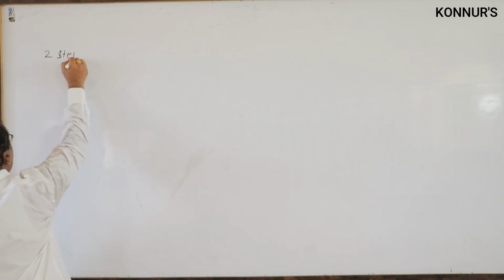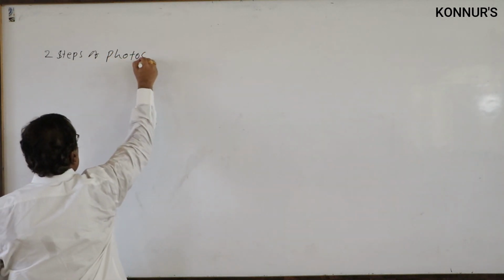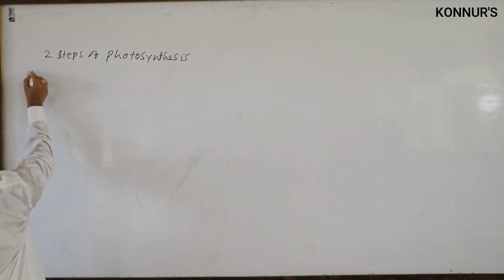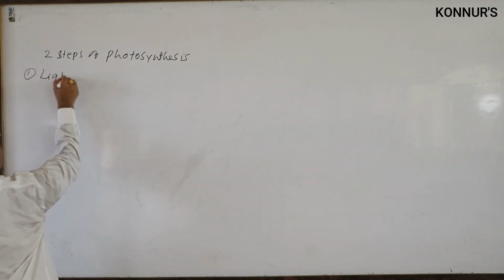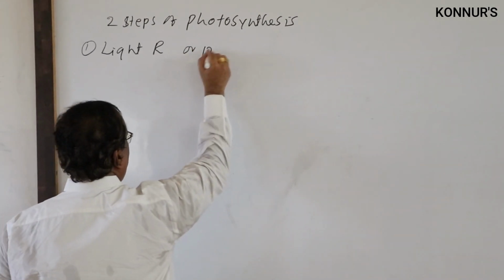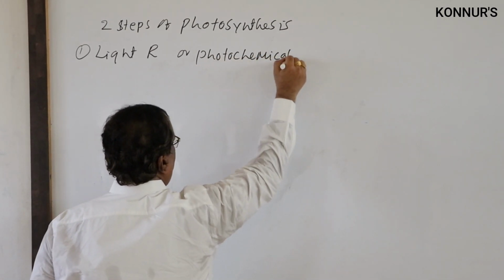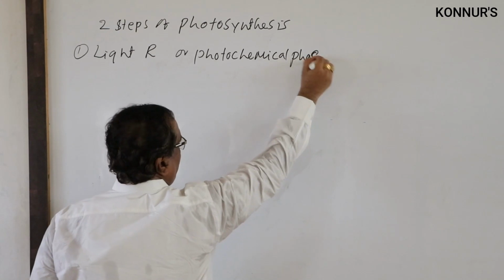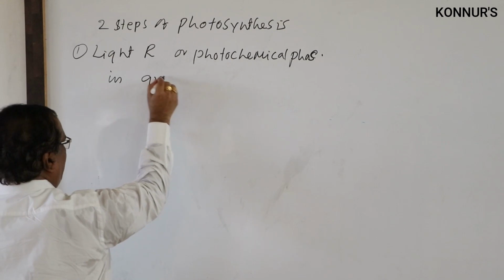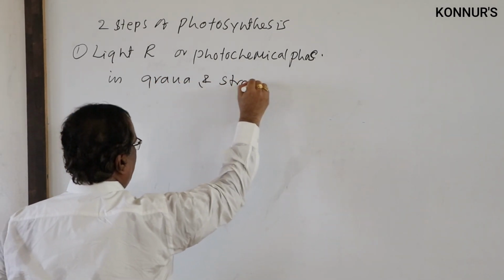The two steps of photosynthesis. One is light reaction, also named photochemical phase, and it takes place in grana and also stroma lamellae.